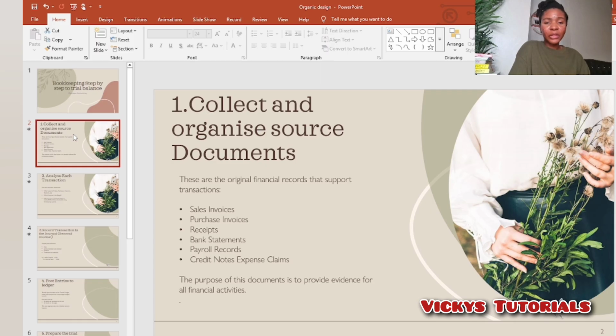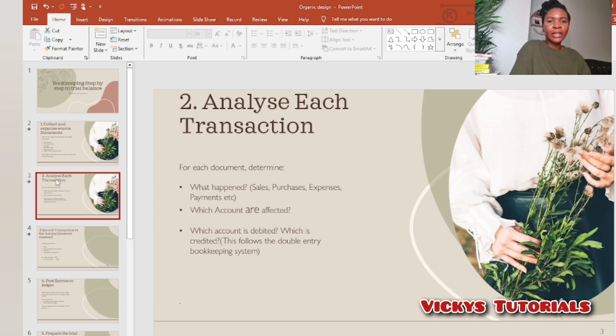So the purpose of these documents is to ensure that there is evidence of all your financial activities, in case organizations such as HMRC require you to provide evidence of that. So moving on, after you've collected your source documents, the next step will be to analyze those transactions. This is where expertise comes in. You have to analyze each transaction to determine whether they are sales, purchases, expenses, and whether they have to be credited or debited. This is where professionals have to come in to ensure that your books are accurate.